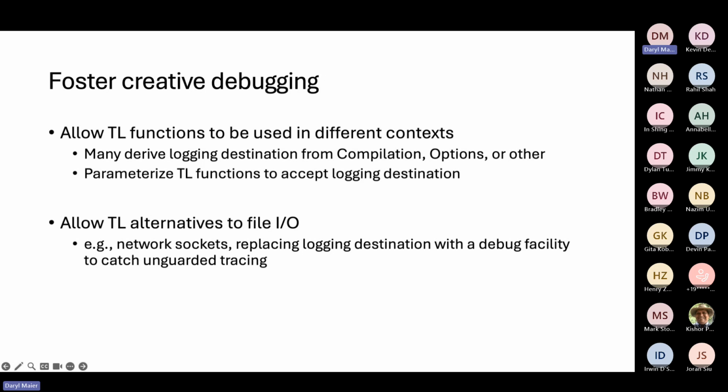And similarly, you could replace the logging destination with some kind of debug facility to catch trace messages that are unguarded. Right now, you look at the log file, like I said before, and you see a lot of stuff in there that's obviously not guarded by any sort of tracing. You could install a logging destination that essentially asserts and produces a backtrace when it sees that you're trying to output something that is unguarded, and we can use that as part of our testing, for example, to uncover these sorts of things that need to get fixed and where to fix them.